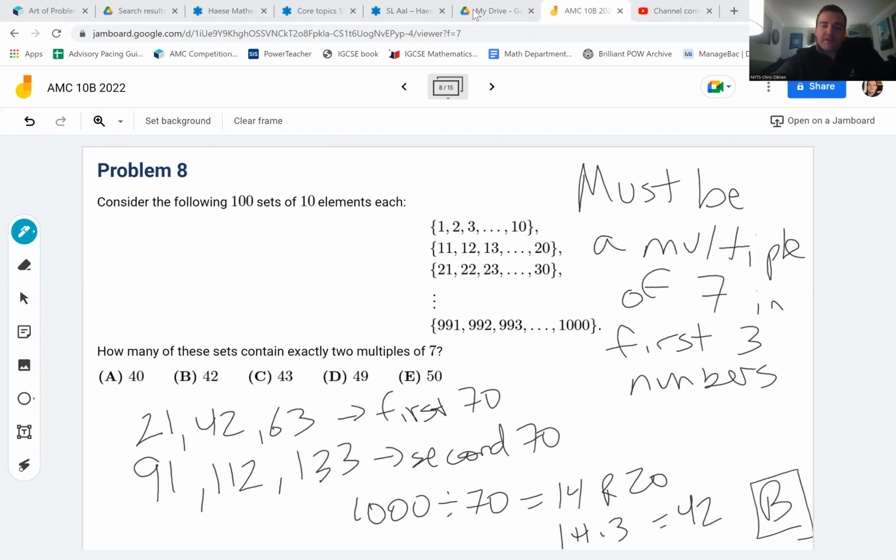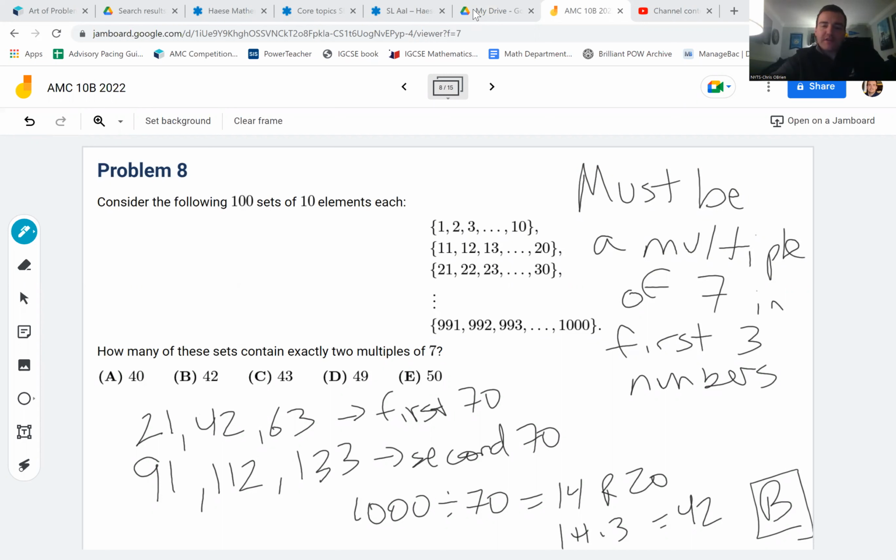One thing I knew is, okay, consider the following 100 sets of 10 elements each: 1, 2, 3 to 10, 11, 12, 13, 20, 21, 22, 23 up to 30, and so on, all the way up to 1,000. How many of these sets contain exactly two multiples of 7?